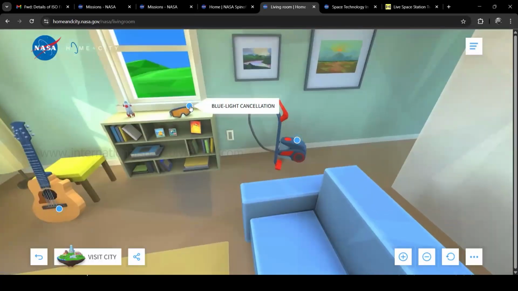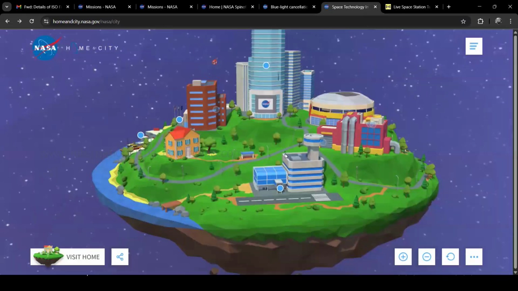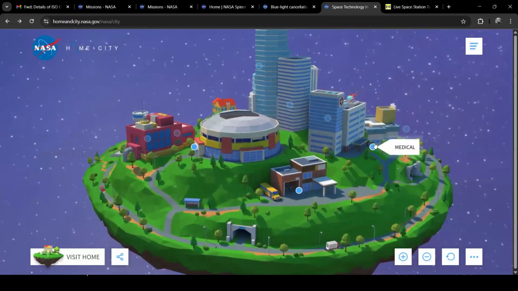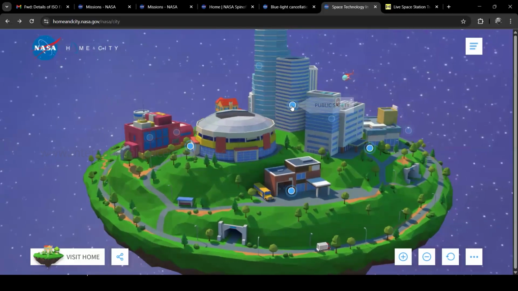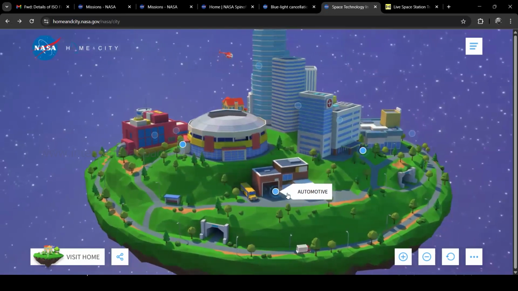Now you can see another one, blue light cancelling. These visors that you get are also NASA designed. Filters help block 95% of blue light, making it easier for skiers. So it is used by skiers and cyclists, and everyone actually uses this kind of thing. Also, you can go to a city like this. That is the other link. You can see a city, and wherever it is being used, you can click on them and see the medical field, coastal, then maybe public safety. So click on each of them and see what spin-offs are used in daily life.